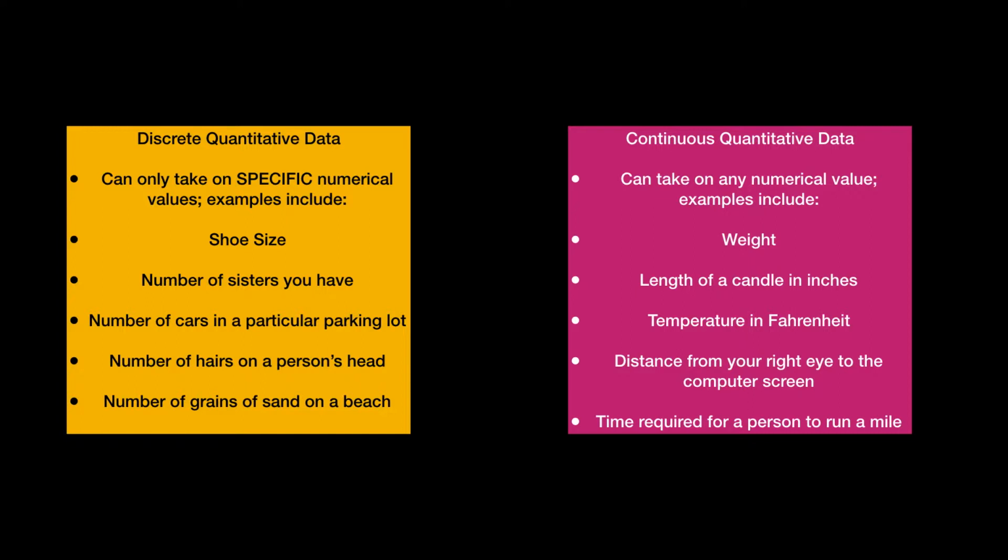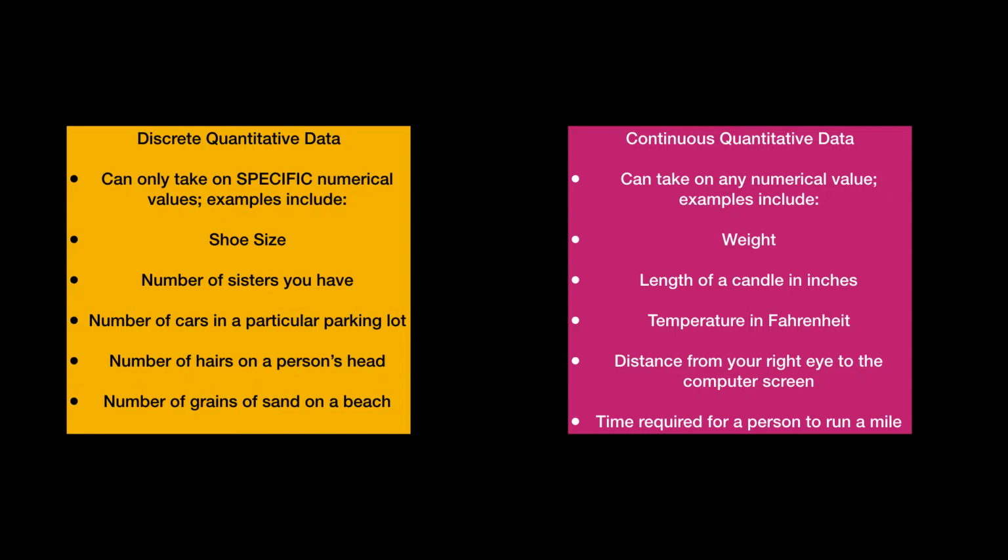On the other hand, continuous quantitative data is data that can take on any numerical value. Examples include weight, the length of a candle in inches, the temperature in Fahrenheit, the distance from your right eye to the computer screen, the time required for a person to run a mile.